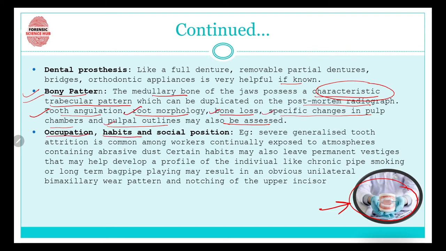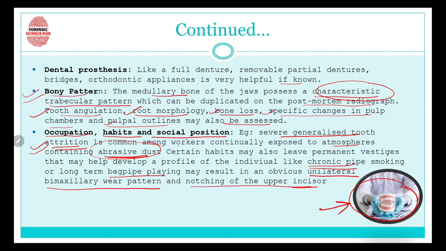Then the occupation, the habits, and the social position of the person can also modify the teeth of a person in one way or another. For example, severe generalized tooth attrition is common among workers who are continuously exposed to an atmosphere that contains abrasives. Then there are certain habits that may also leave some kind of vestiges that may help in developing a profile of the individual. Like if someone is used to chronic pipe smoking or long-term bagpipe playing, then they might have a unilateral bimaxillary wear pattern, and notching on the upper incisors.